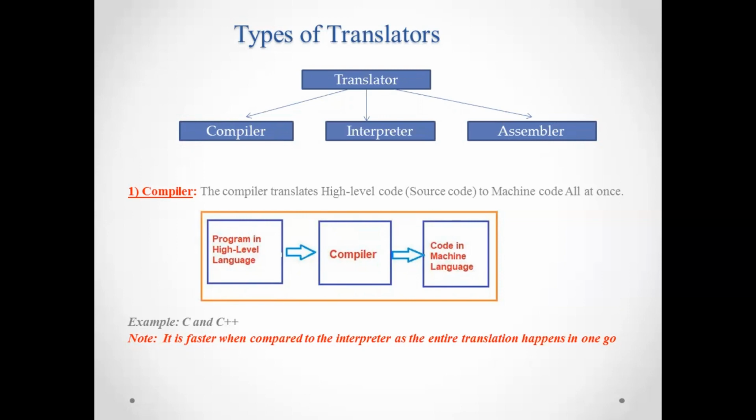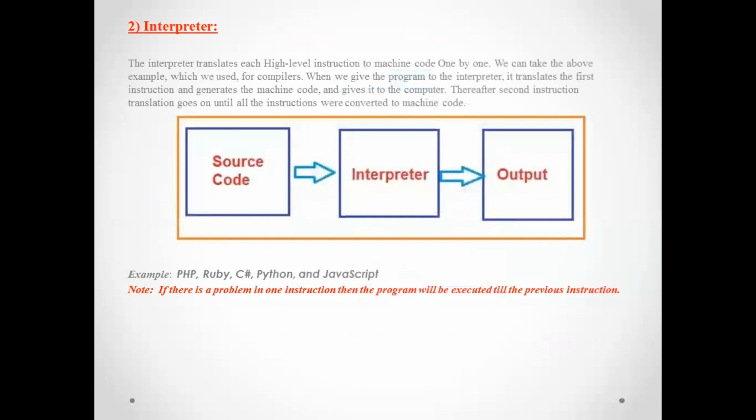So here, C and C++ are examples of languages that use a compiler. The compiler is faster when compared to the interpreter, as the entire translation happens in one go. The interpreter is slower because it compiles the program line by line.